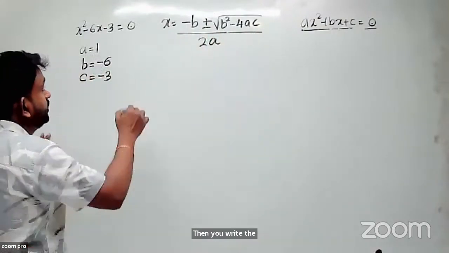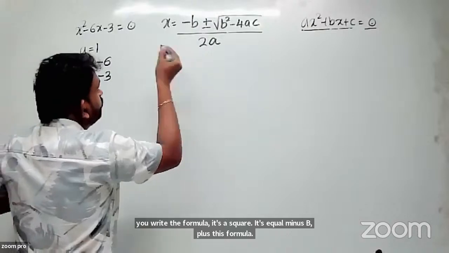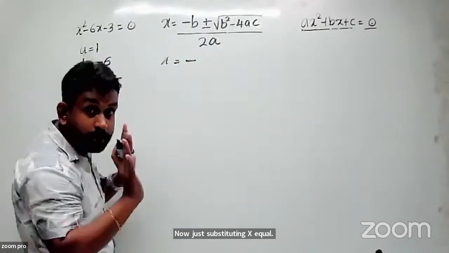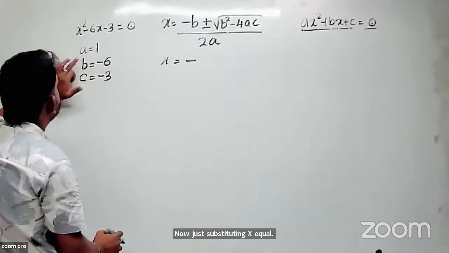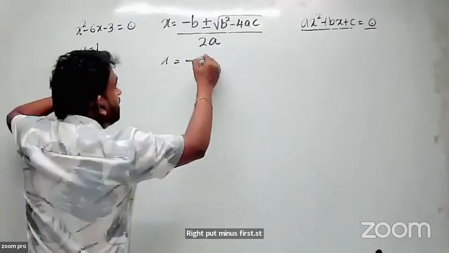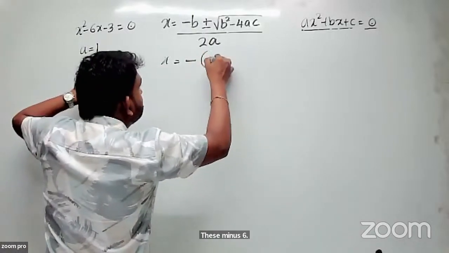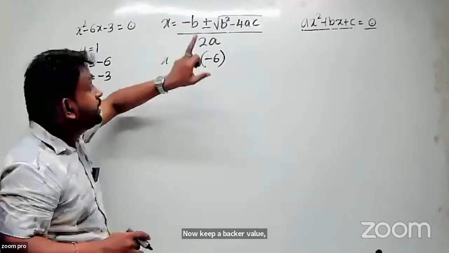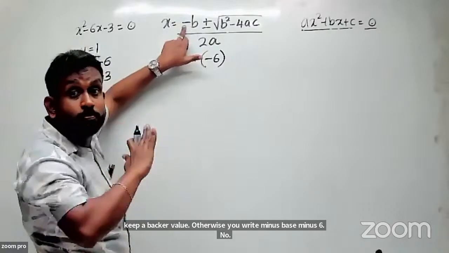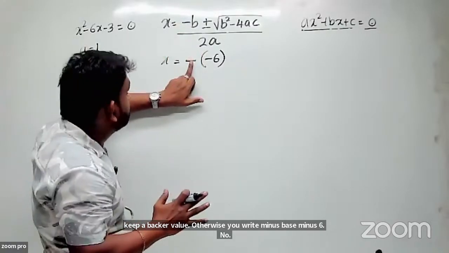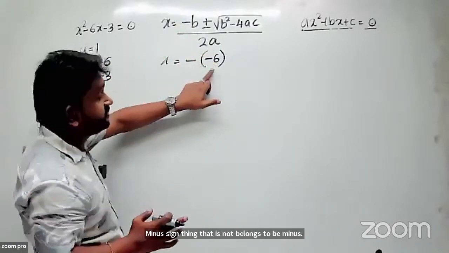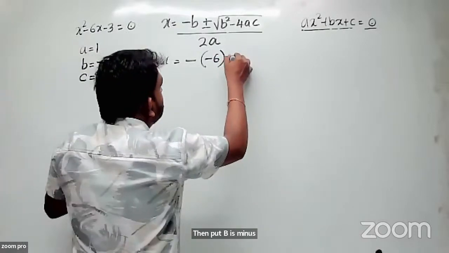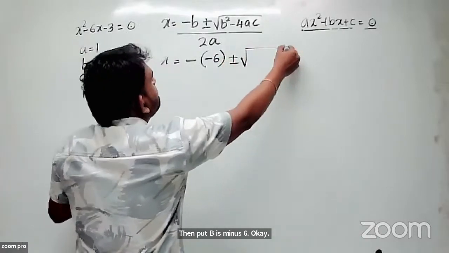Now just substituting x equals, put minus first, and now see the b. B is -6. Now keep a bracket and put the b value. Otherwise you write minus, b is -6. The minus sign does not belong to b, so minus, then put b. B is -6. Okay, plus or minus square root b squared.